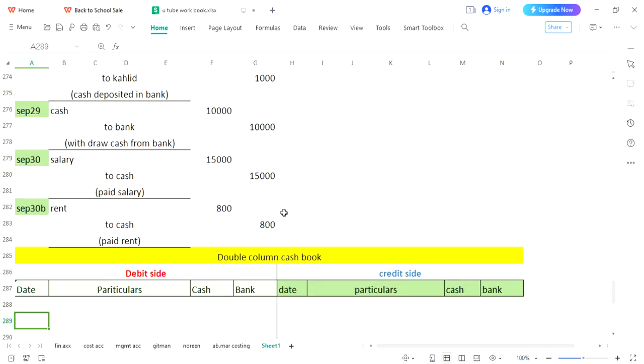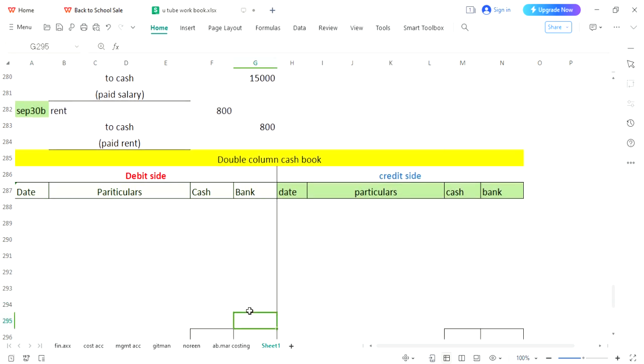As usual, we know how to make a double column cash book and why it is called double column, because there are two columns on the left side, that means the debit side. There are two columns on the credit side, that is why it is called a double column cash book. In other words, two ledgers are going to be mixed in this double column cash book. Both ledgers would be made at the same time.